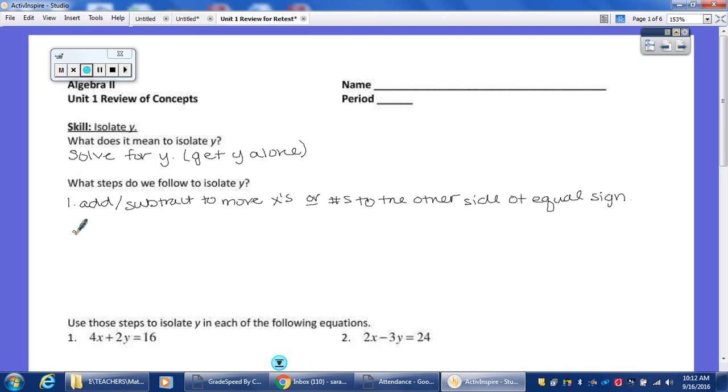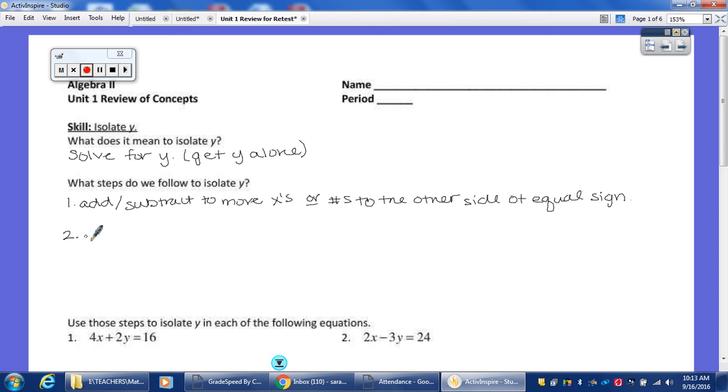After we've done that, we should just be left with y's on one side of the equal sign. And then what we do is we look at the y, and if there is a coefficient, so if there's a number in front of the y, which is what a coefficient is, we divide by that number. And when we do that, we need to make sure we divide all of the terms in the equation, and the term is a piece, so all of the pieces in the equation by that number.